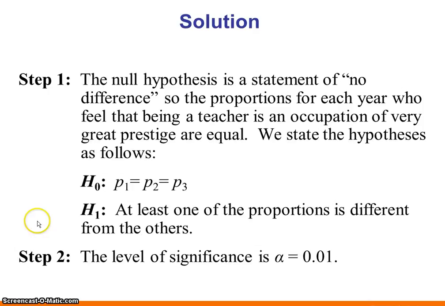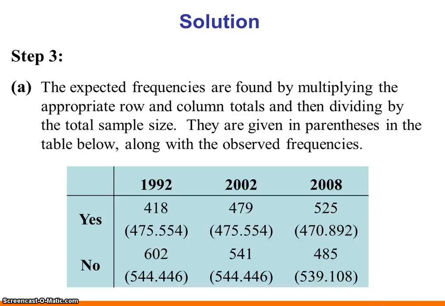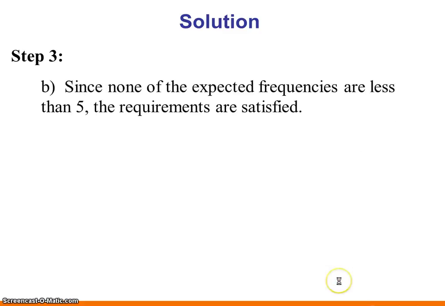The null hypothesis will be that the three proportions are the same, and the alternative hypothesis will be that at least one of the proportions is different from the others. Again, in this case, the level of significance will be 0.01. So we calculate the expected frequencies, and since none of the expected frequencies are less than 5, the requirement is satisfied.